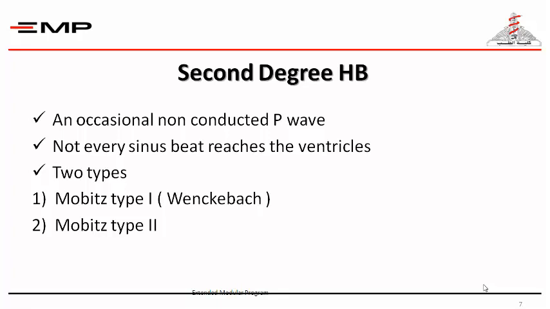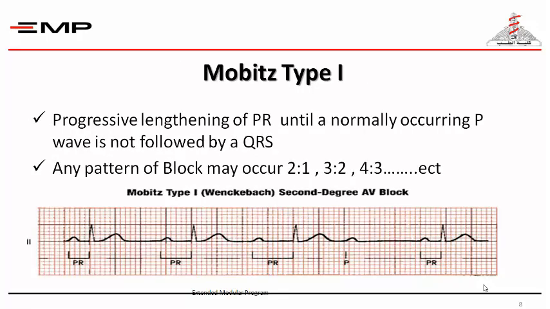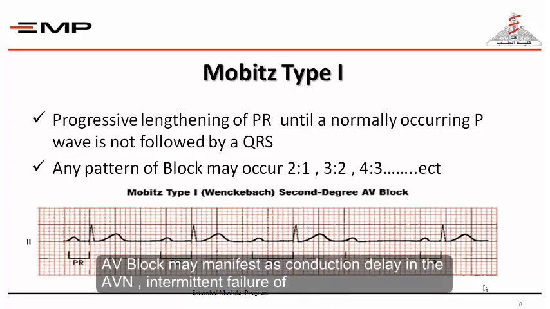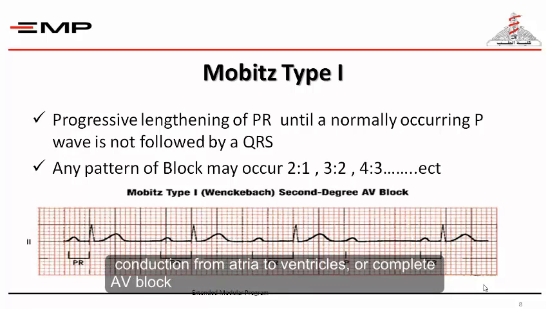Not every P wave reaches the ventricle, but still there are many impulses that reach the ventricle normally. It has two types, Mobitz type 1, also called Wenckebach, or Mobitz type 2. Mobitz type 1 occurs when there is a progressive lengthening of the PR until a normally occurring P wave is not followed by a QRS complex. What I mean by a normally occurring P wave is that it arrives just in its appropriate time, not a premature P wave. And this results in a pause, which may be a rather short pause.